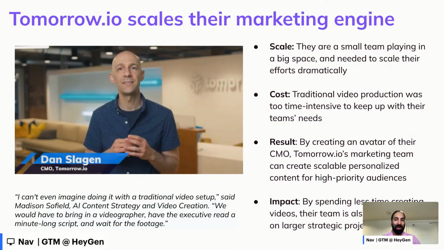Finally, I wanted to talk about Tomorrow.io's example. They're scaling their marketing engine using their CMO, Dan, and they've created a studio avatar of him that they've been able to use in different spots and promotions. So they're really using this to ramp up their content production in a very cost-effective way and get a lot more engagement and reach than they would have previously been able to. These are just a couple of examples that I thought would be fun to share for folks that are a little bit newer to the platform.